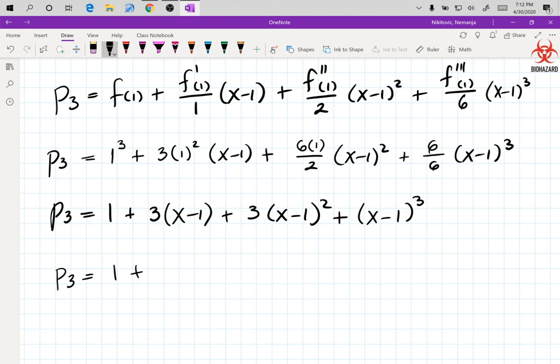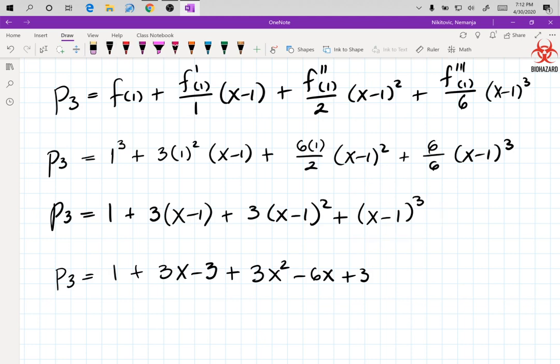1 plus 3x minus 3 plus, we gotta foil this and don't forget the middle term. So that's 3x squared. Middle term is minus 2, so minus 6x. And then plus 3. And now we expand this one.